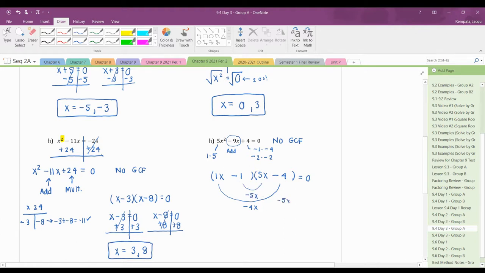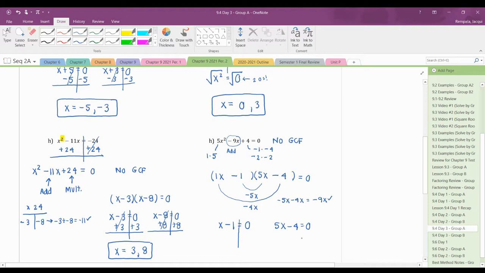And notice that when I combine these like terms, I'm going to get that middle number. If I didn't, I would have to then try it again, either reverse the numbers of 1 and 4 or use 2 and 2. But since this works, I then get to set each of those parentheses equal to 0. Once again, the number in front of the x, if it's a 1, you don't really have to write it. So it's just x minus 1 equals 0, and 5x minus 4 equals 0.